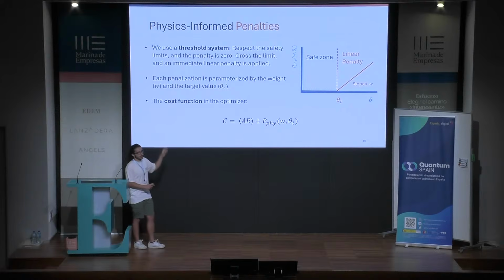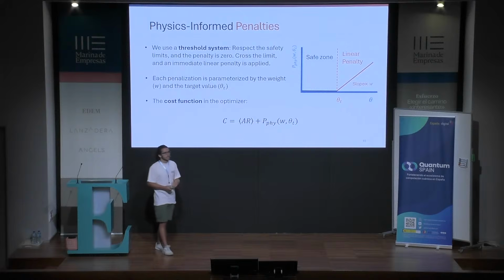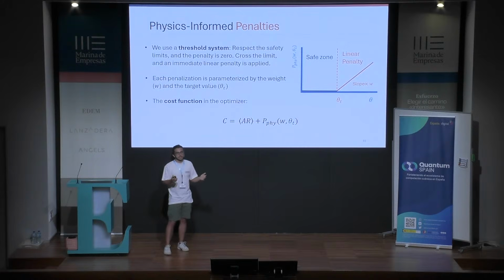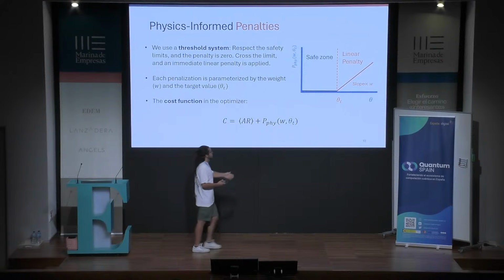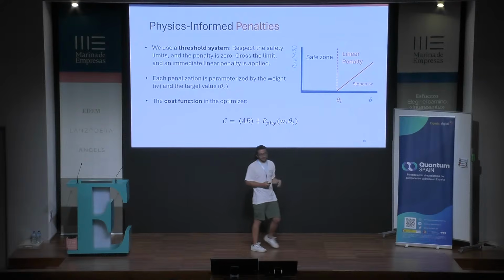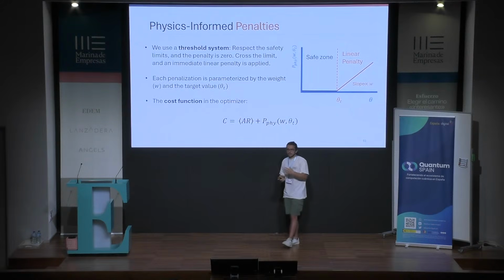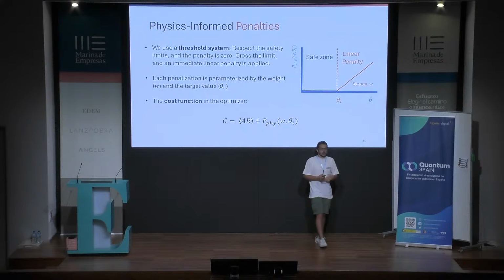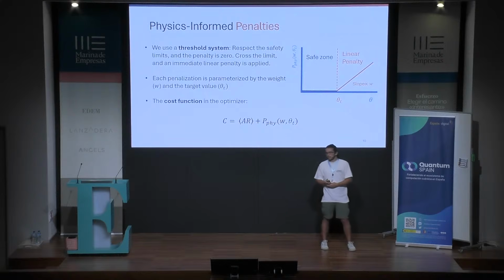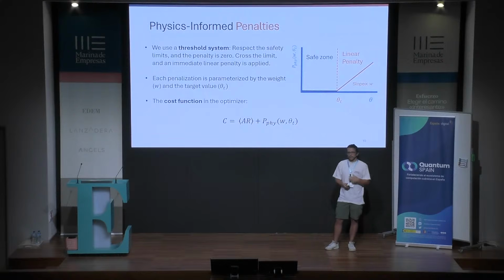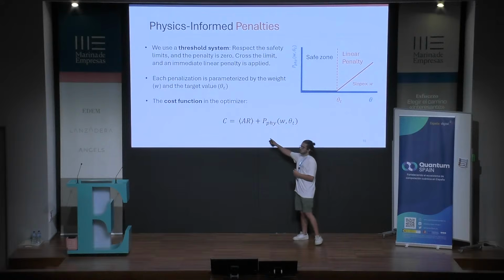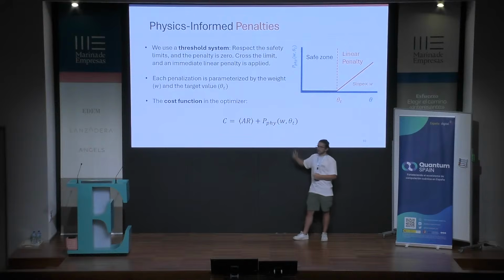These penalties operate through a threshold system. Basically, if the driving impulses fall in the safety zone, the penalization is strictly 0. But once we cross this red line, we start to penalize them. Each penalization is going to be parameterized by the weight that we assign to it and the threshold. And finally, the cost function that we feed into the optimizer is the average approximation ratio, since we can simulate more than one graph simultaneously, and the penalty that we associate to the driving protocols.